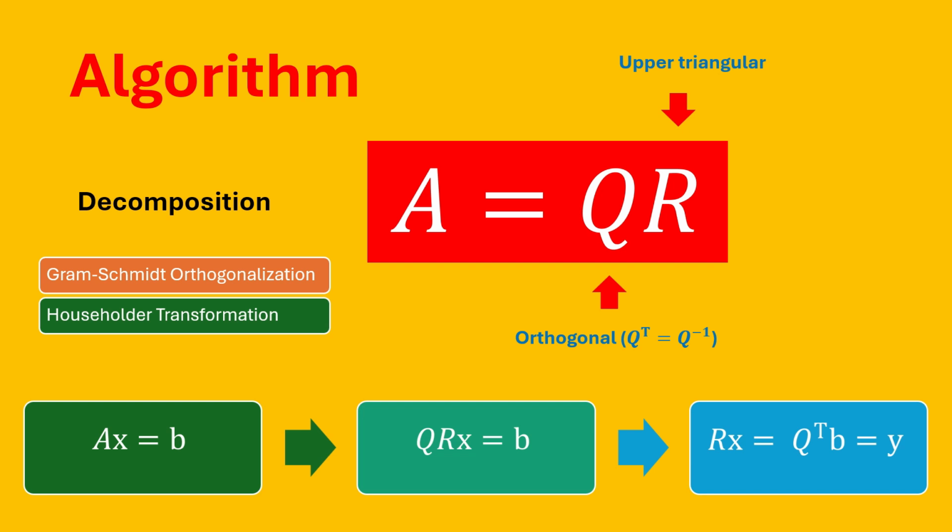We have the original system in the form of Ax = b. We perform QR decomposition and substitute A on the left hand side. Since Q is orthogonal, the product of Q with its transpose is an identity matrix. Using this, we can get the expression Rx = Q transpose b. Let's say Q transpose b results in the vector y, and since R is an upper triangular matrix, we can easily solve this system using back substitution.